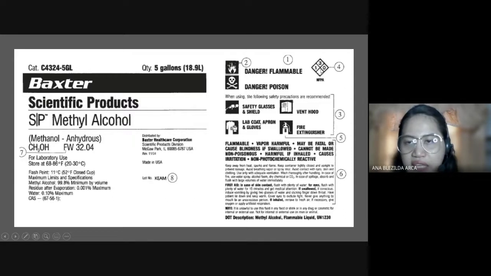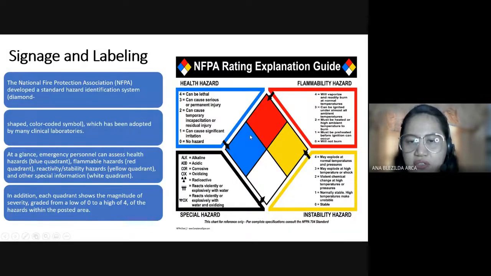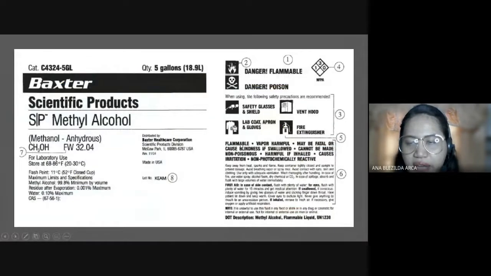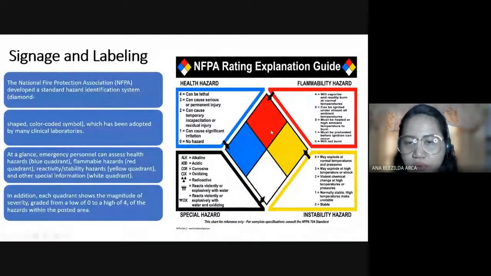So titingnan natin dito sa kabila, okay? Sabi dito, 'di ba may number 1 diyan? Ayan o, 1, okay? So ito 'yan, yung blue. Sabi dito, yung blue daw, health hazard yan. And then meron siyang number 1. Ano kaya ibig sabihin ng 1? Ibig sabihin nun, it can cause significant irritation. So it means, yung chemical kanina, health hazard siya, and kapag na-expose ka, it can lead to significant irritation.